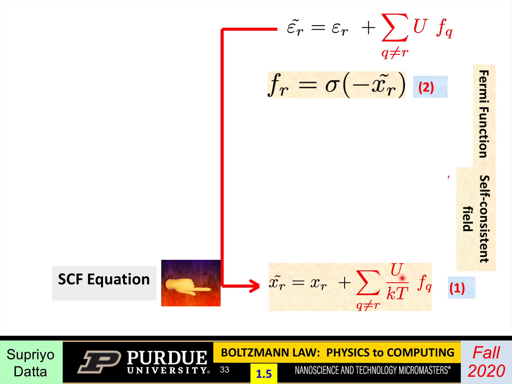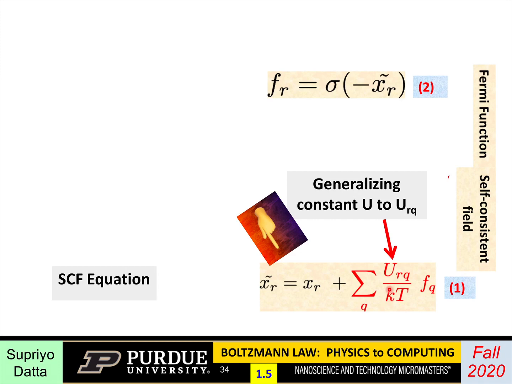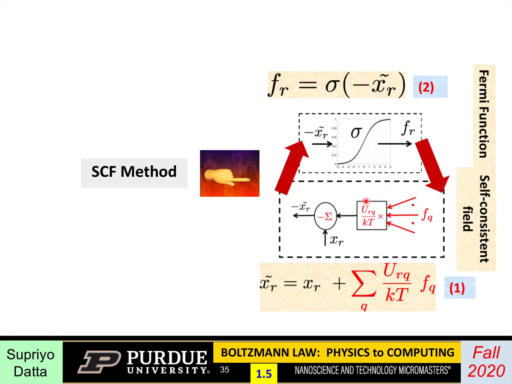Now, one little thing is, I generally assume that this U, that is the interaction between the qth electron and the rth electron, is constant. In general, what could happen is you could have different interactions between them, because levels R and Q may be right next to each other, in which case the interaction would be large, or they could be far away, in which case it would be small. And so you can generalize it to put U_RQ instead of just a constant U. And then the point is, these two equations, 1 and 2, would have to be solved iteratively to get a self-consistent solution. And what I've drawn here is these two pictures, which are basically pictorial representations of those equations.